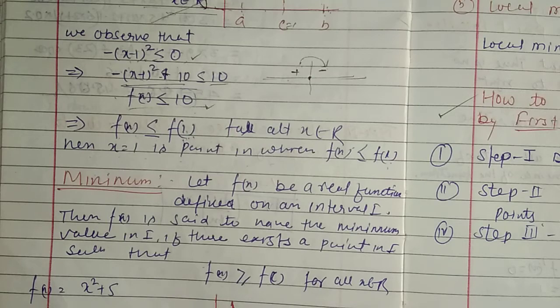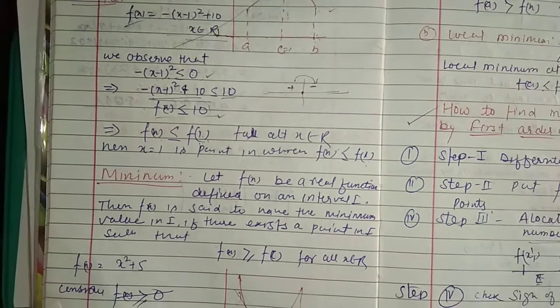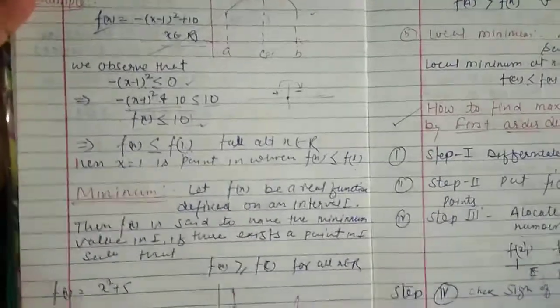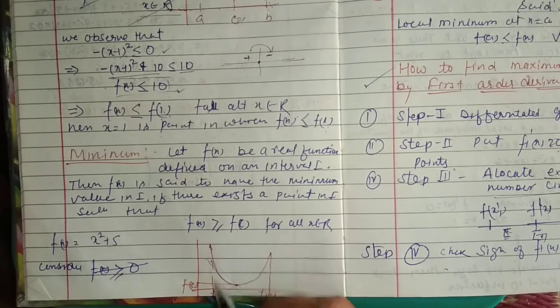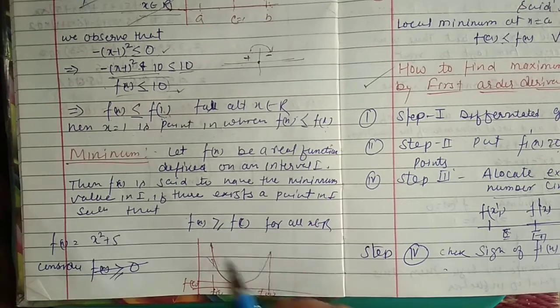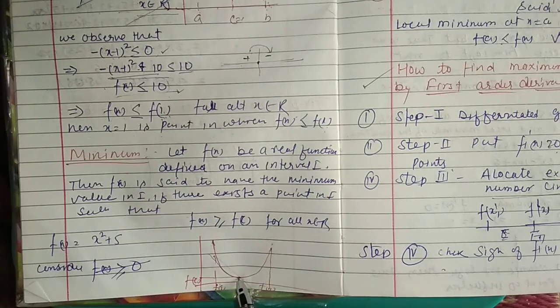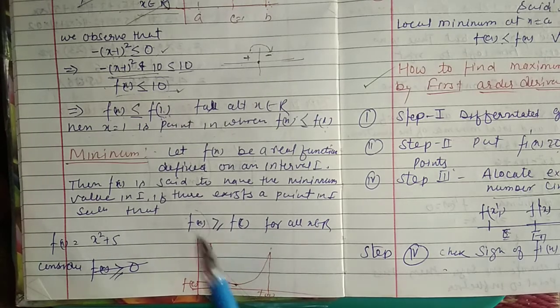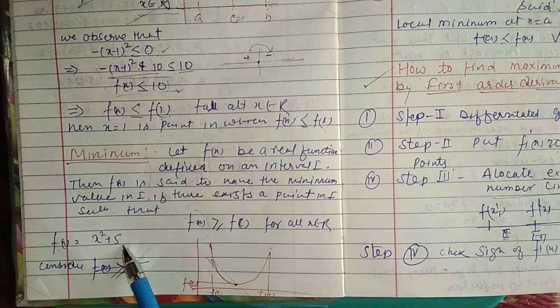Now we can draw the graph. We have a function on the interval (a, b), and this is the point C at which the value of the function is smaller than around it. On the left hand side of C the function has greater values, and on the right hand side of C we again get greater values. For example, f(x) = x² + 5.